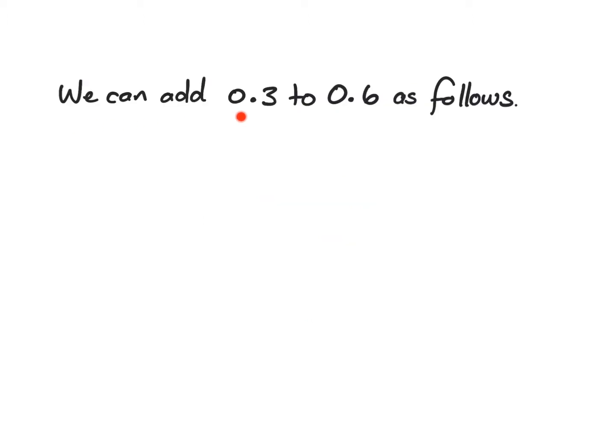Alright, so we can add 0.3 to 0.6 by doing the following. We can take 0.3 and we want to add 0.6 to it. So the important thing here is to make sure that our decimals are underneath each other, so they're in line with each other, and that we are setting it out properly.